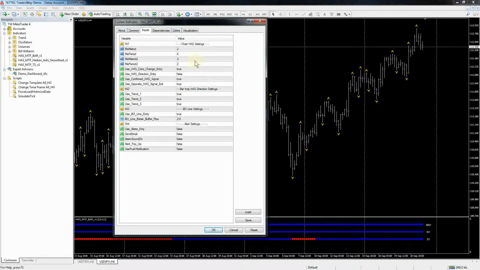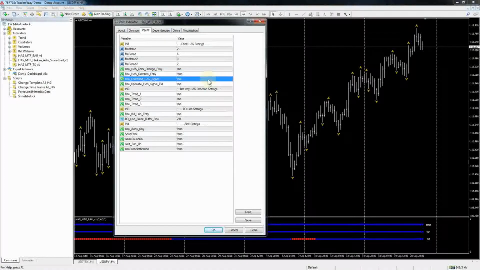Okay, so we've got the 2632, and at this time we've got it set to use the hash color change, which means when this hash changes from red to blue or from blue to red is when you will get a signal. If you don't want to use the color change, you can use the direction, which means it will give you a signal whatever the color is at that time. It does not wait for the color to change.